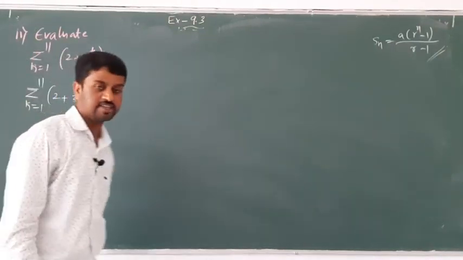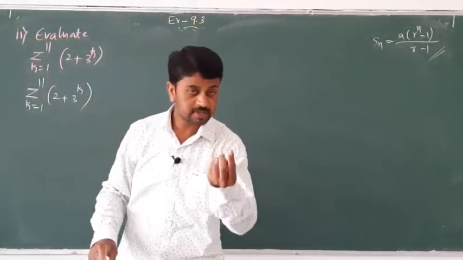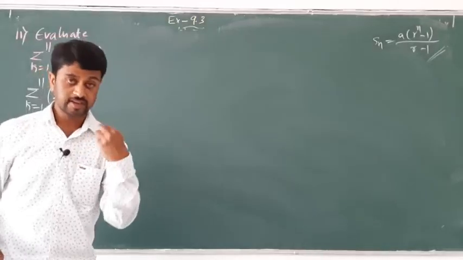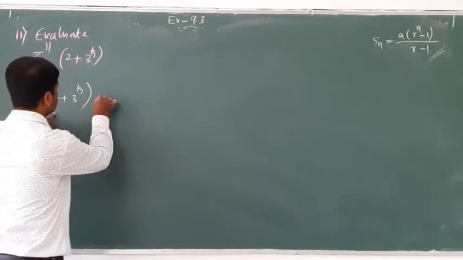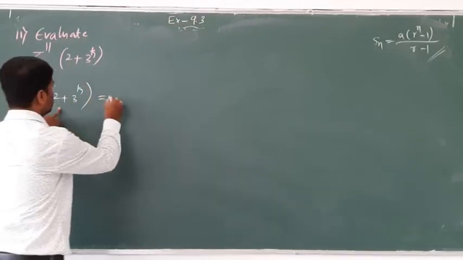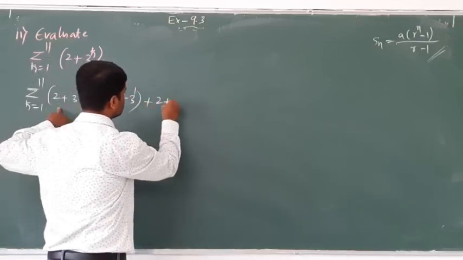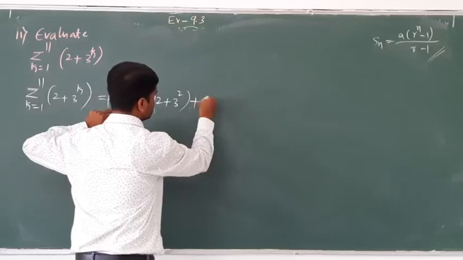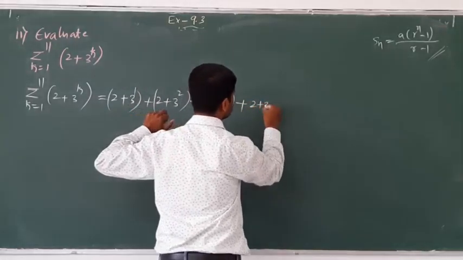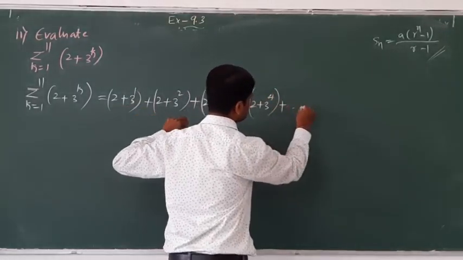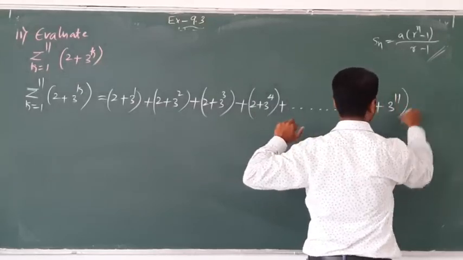It's a very important question. Here the summation means the total from k equals 1, k equals 2, k equals 3, k equals 4, k equals 5, and so on up to 11 terms. Therefore substitute k from 1 to 11: 2 plus 3 power 1, next 2 plus 3 square, plus 2 plus 3 cube, plus 2 plus 3 power of 4, and so on up to 2 plus 3 power of 11.